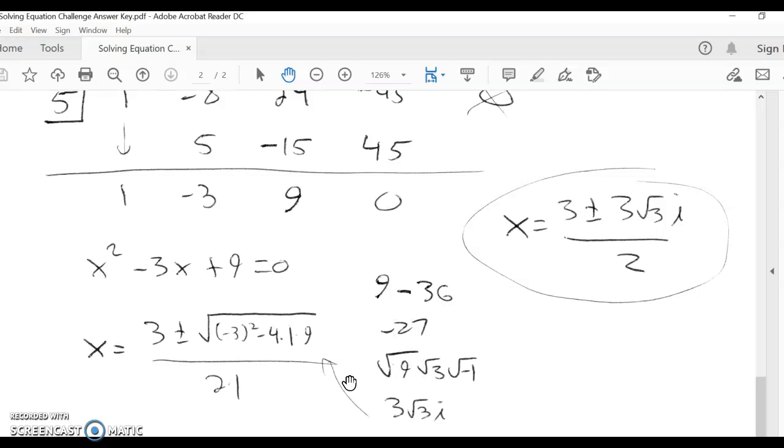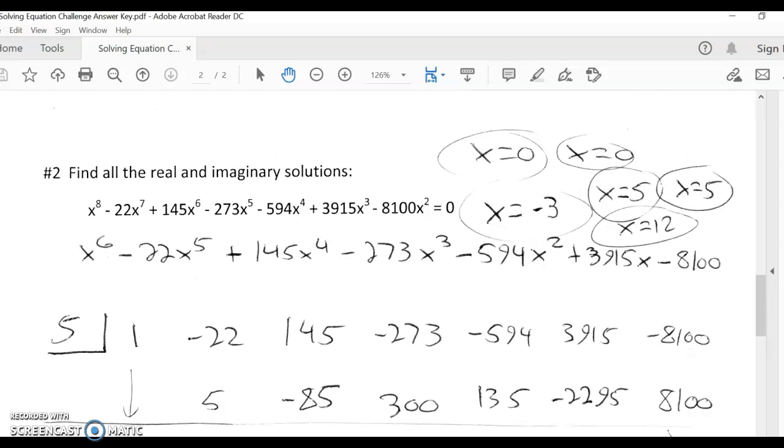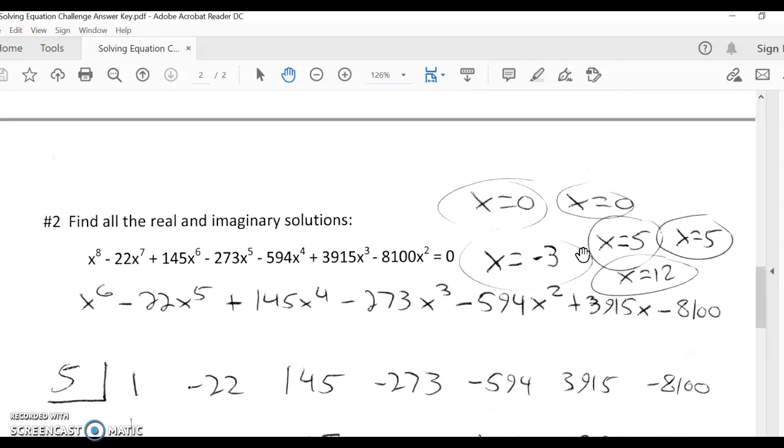So I'm going to do my little formula, get my imaginary answers, and then I get 3 plus or minus 3 square root of 3i over 2 as my last 2 answers. So that's 2 imaginary there, and then up here there was 6 real answers, 2 of which had multiplicities.